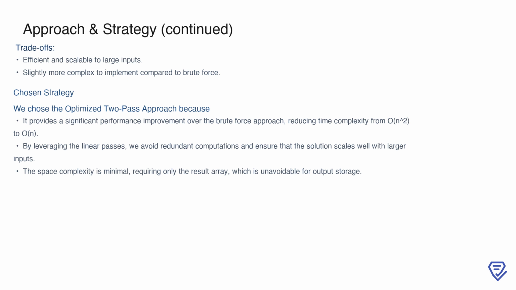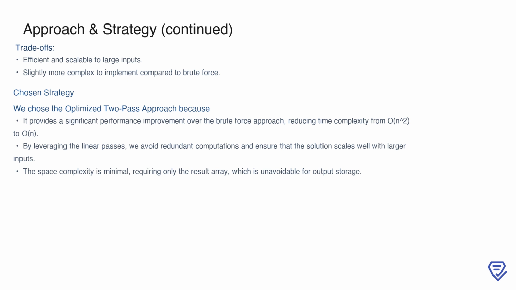While it is slightly more complex to implement compared to the brute force method, its efficiency makes it the better choice. The ability to calculate distances without revisiting characters repeatedly is a major strength. For this reason, we've chosen the two-pass method as our final strategy. It reduces the time complexity from O(n²) to O(n), a significant improvement. Additionally, the space overhead is minimal, as we only need the result array to store the output.